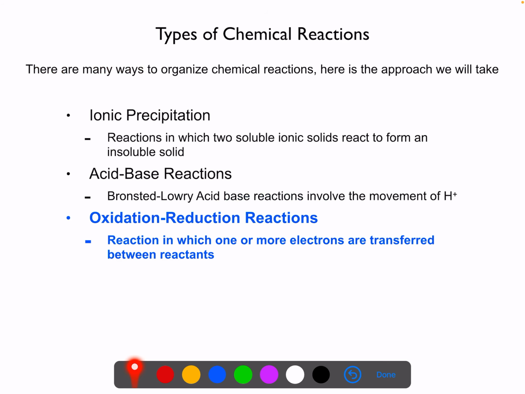And this is our example of an oxidation reduction reaction, which are more commonly called redox, reduction oxidation reactions. And the key with these reactions is that these are reactions in which one or more electrons are transferred between reactants. And so we already spent some time talking about oxidation state, and that's a bookkeeping method of determining whether a redox reaction has taken place.